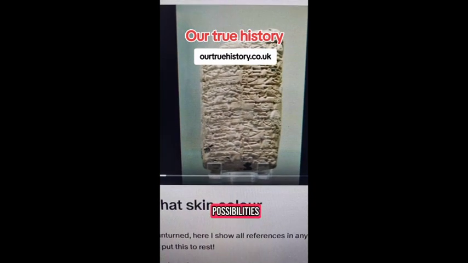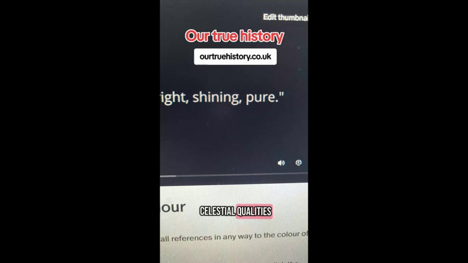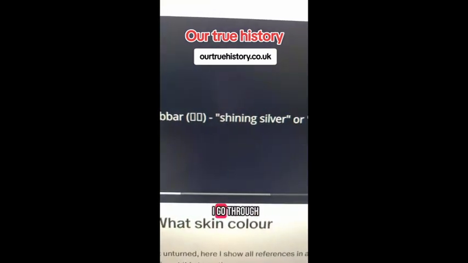Here are some possibilities. Ku, silver or bright shining pure. This word is often used to describe divine or celestial qualities, not just the metal itself. Ku anna, silver of heaven or heavenly silver. This compound term could be used to describe the moon's light as divine or celestial. Hu babar, shining silver or bright silver, emphasizes the radiant quality of silver, which could be applied to the moon's light. I'm just going to run through a bit of this. You get the idea. I go through absolutely everything.